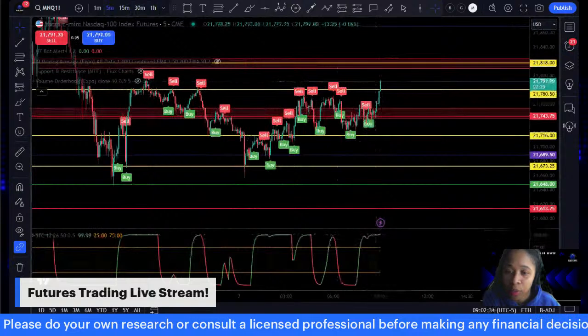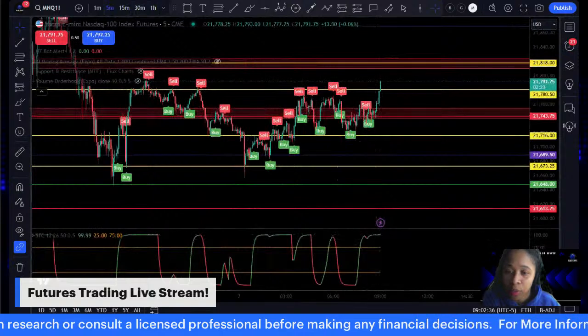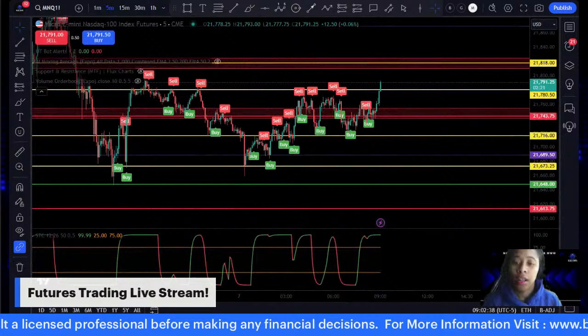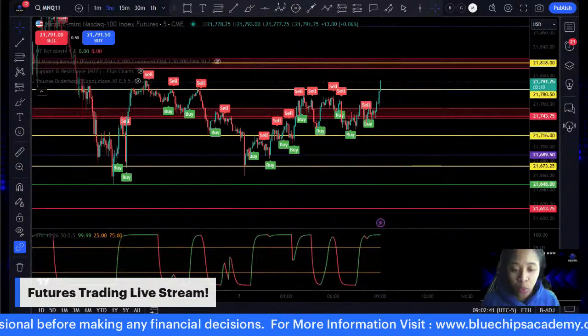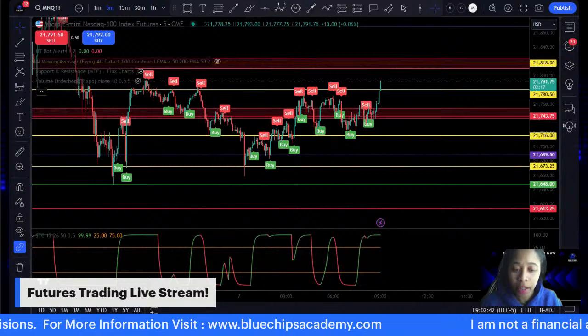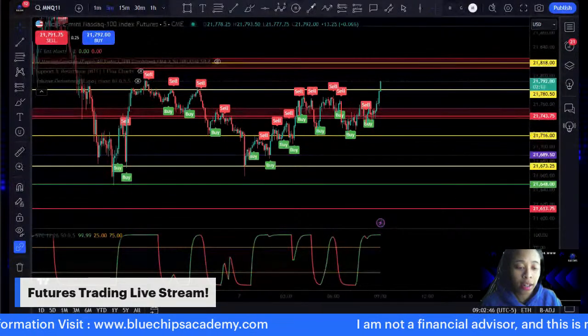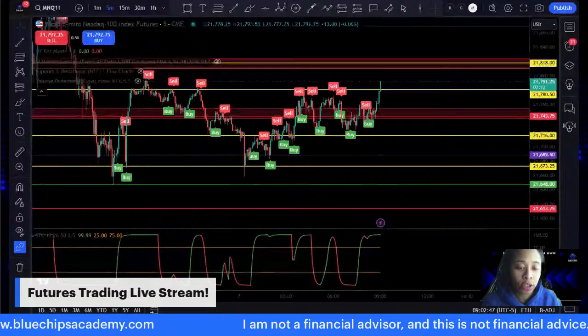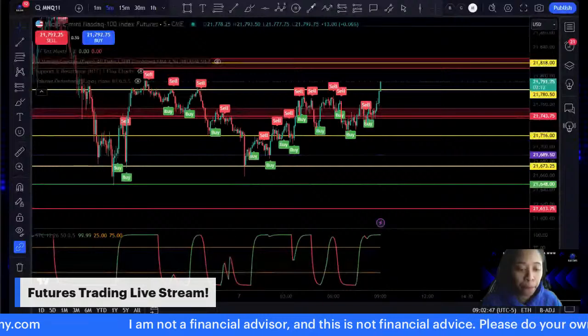Somebody tell me in the comment section, if we're in the overbought area, what are we looking for? Buys or sells? What's our directional bias? Let me know. What do y'all think our directional bias is? Buys or sells? Let me know what y'all think.